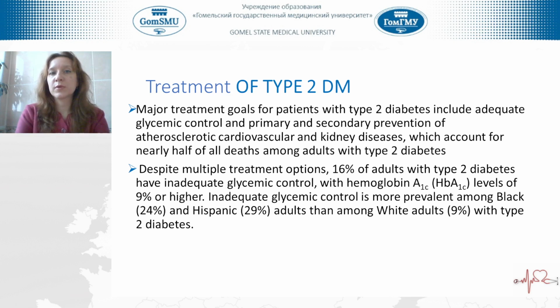Major treatment goals for patients with type 2 diabetes include good glycemic control and primary and secondary prevention of atherosclerotic cardiovascular and kidney disease, which account for nearly half of the deaths among adults with type 2 diabetes. Despite multiple treatment options, 16% of adults with type 2 diabetes had inadequate glycemic control with glycated hemoglobin levels of 9% or higher. Inadequate glycemic control is more prevalent among Black and Hispanic adults and among white adults with type 2 diabetes.